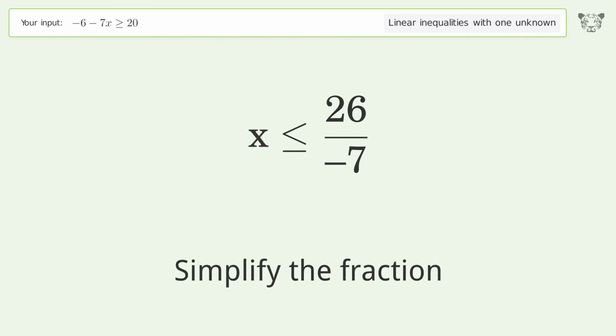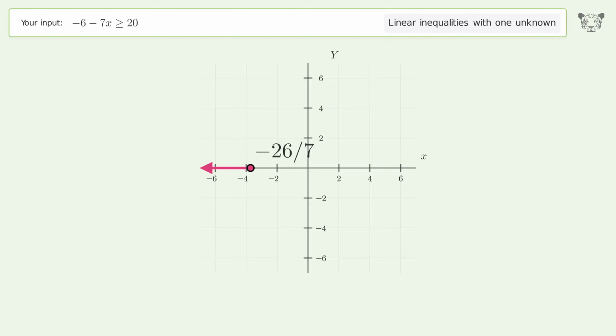Plot the solution on a coordinate grid. And so the final result is x equal or smaller than negative 26 over 7, equal or smaller than negative 35 over 7.